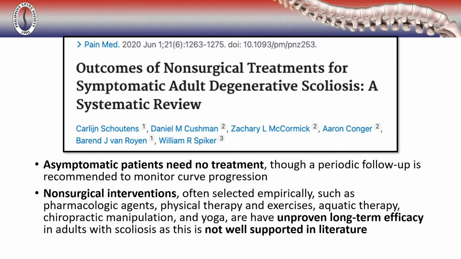A recent systematic review says that most asymptomatic patients do not readily need to be treated, although a periodic follow-up is recommended to monitor their curve progression. Medication, physical therapy, exercises, and other forms of conservative treatment have unproven long-term efficacy and are not well supported in the literature. Literature describing the effectiveness of these treatments is scarce, so further research is still necessary.